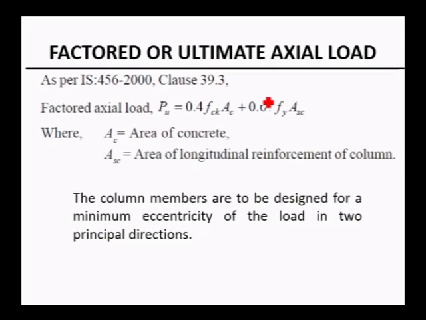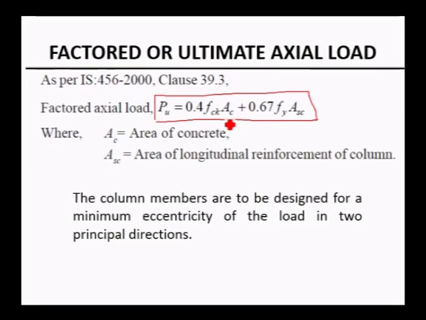And for design purposes, we have to see how much load the column will take. To know the load, one formula is given in IS 456 clause 39.3, factored or ultimate axial load. How to calculate the factored load? Factored load Pu is equal to, this is a very important formula which is required for calculation purposes. When we are designing, we often use this formula. Pu is equal to 0.4 fck Ac plus 0.67 fy Asc.